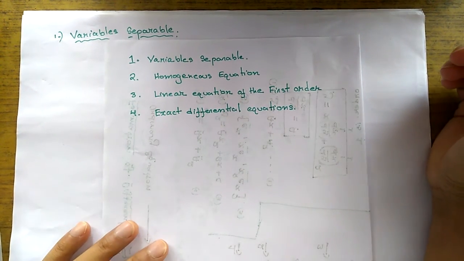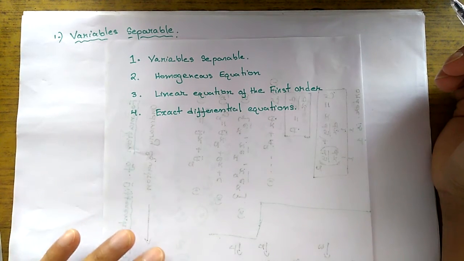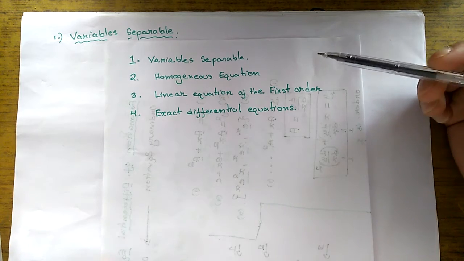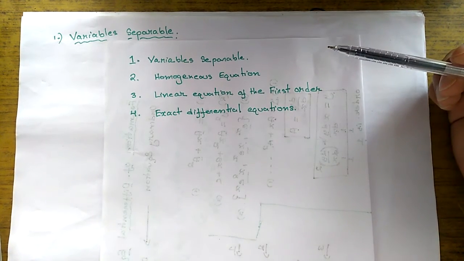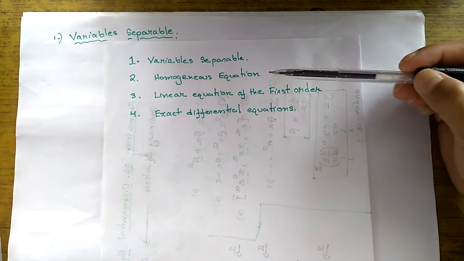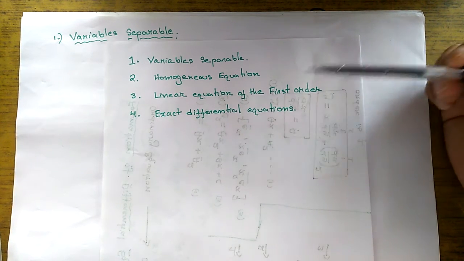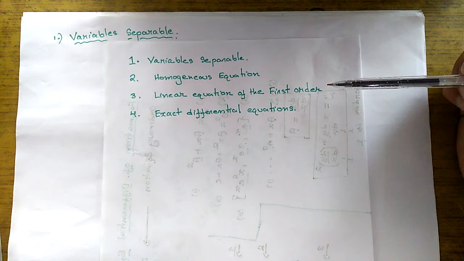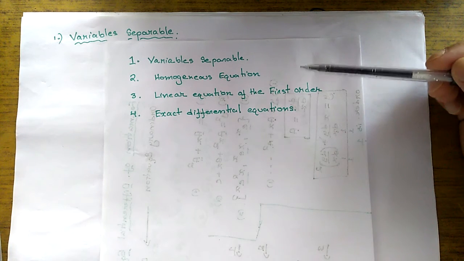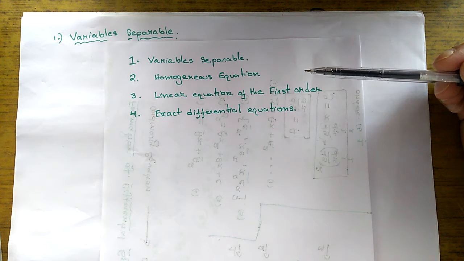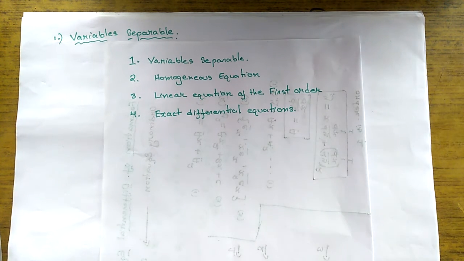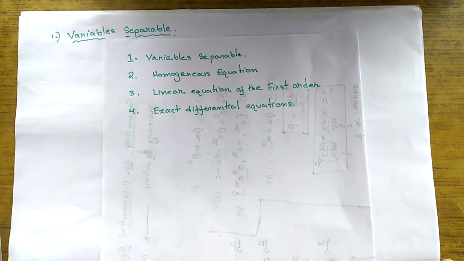Okay class, today's video is about solving differential equations of first order and first degree. Now, there are four standard methods for solving differential equations. The first one is the variable separable method, the second one is the homogeneous equation, the third one is the linear equation of the first order, and the fourth one is the exact differential equation. So these are the four standard methods which can be used for solving differential equations. Now let's try to learn these four methods one after another.